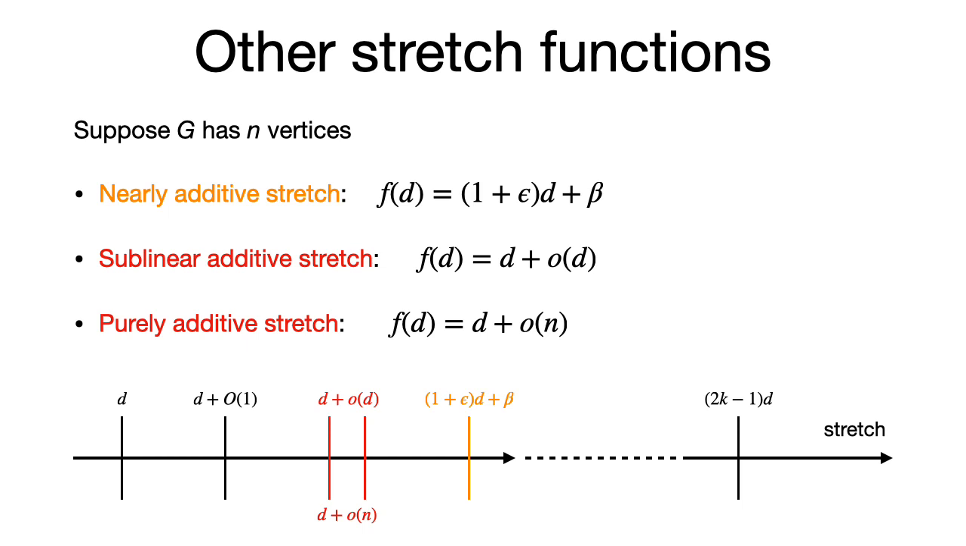Besides the two extreme choices of linear stretch and small additive stretch, there are other stretch functions in the intermediate regime. For example, we have linearly additive stretch where f is equal to (1 plus epsilon) d plus beta, and sublinear additive stretch where f is equal to d plus little-o of d, and purely additive stretch where f is equal to d plus little-o of n. Here n is the number of vertices in the graph.